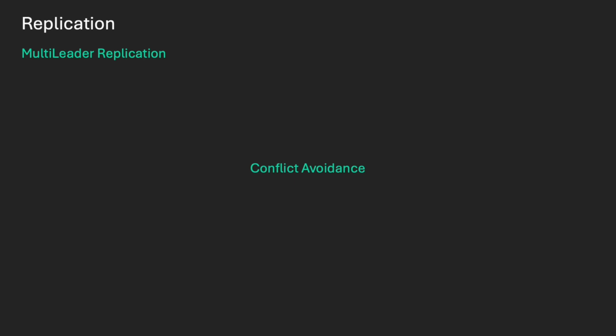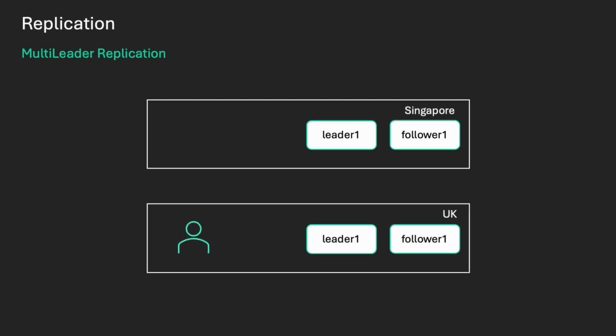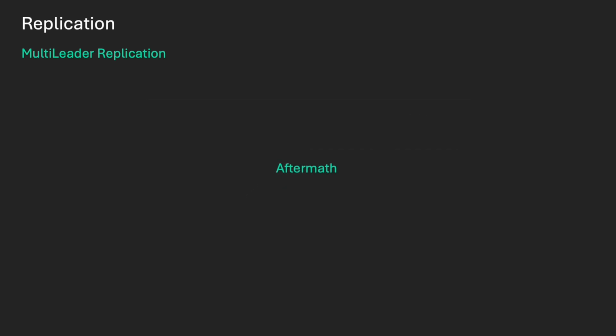Sometimes it's better to avoid conflicts rather than resolve them. One approach is geo-based writes, where certain types of writes are restricted to a specific data center. For example, if a user lives in Singapore, their writes always go to the Singapore DC, even when they travel. However, if the Singapore DC goes down, some form of fallback resolution is still needed to handle the situation. Ultimately, there isn't a one-size-fits-all solution for conflict resolution, which makes multi-leader replication challenging.